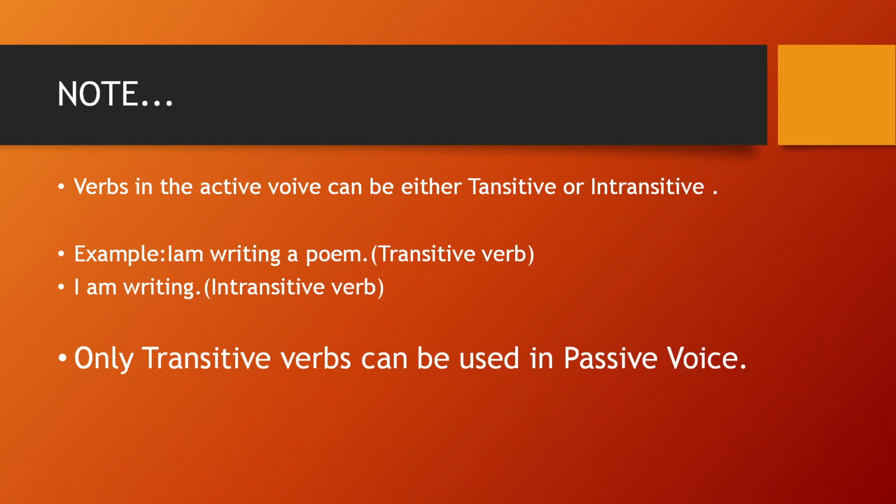And you know the reason very well, because we need the subject and the object for interchanging of the positions from active to passive voice. If there is no object, there can't be interchanging of subject and object position. And that's the reason why intransitive verbs cannot be changed to passive voice.